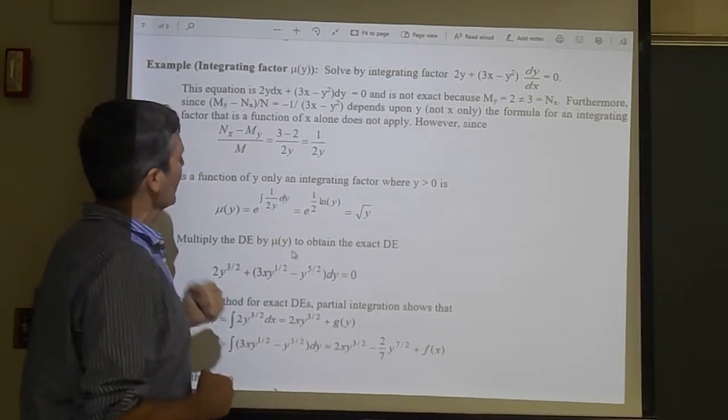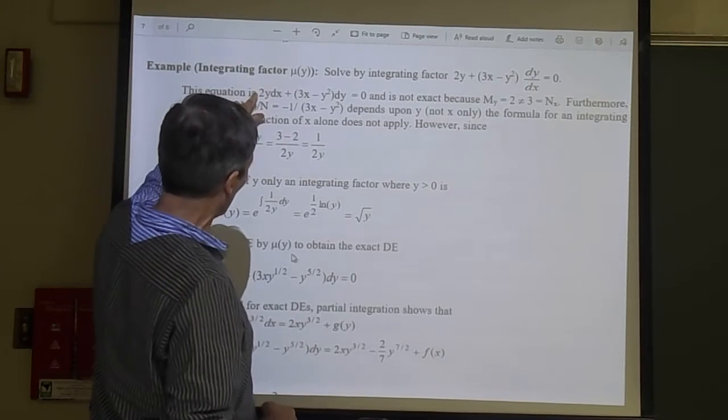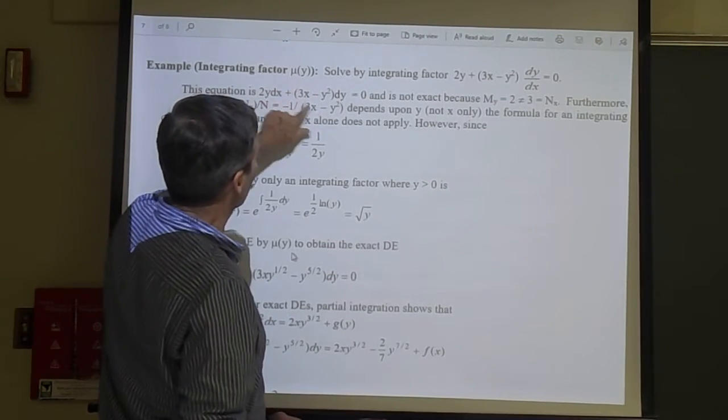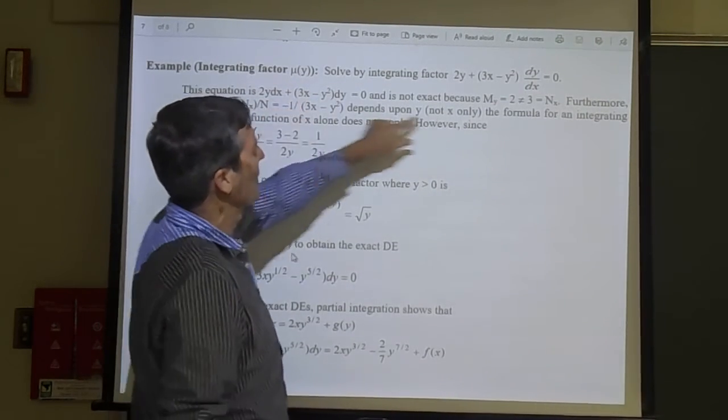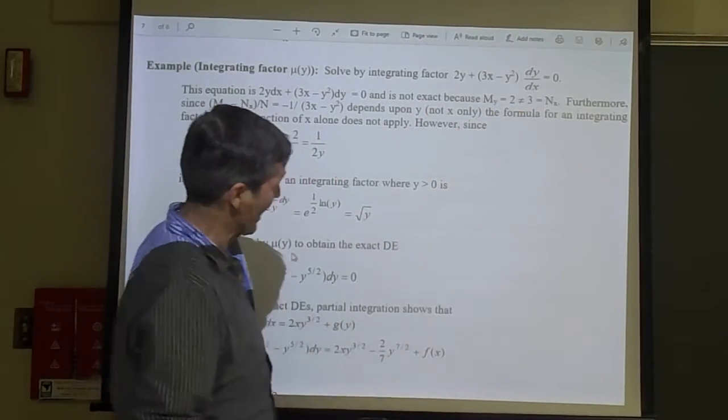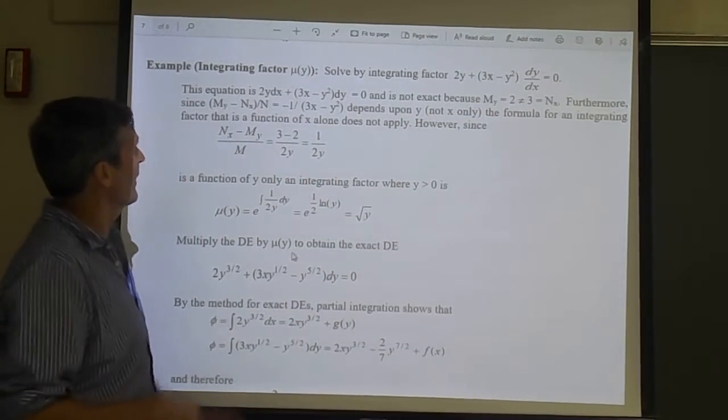Maybe it's exact already. Maybe I'm lucky. Partial of this with respect to y is 2. Partial of this with respect to x is 3. Oh no, it's not exact. Well, I can hope to find an integrating factor.